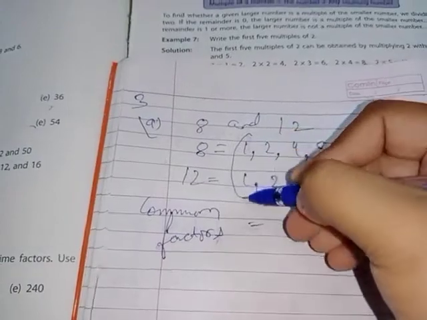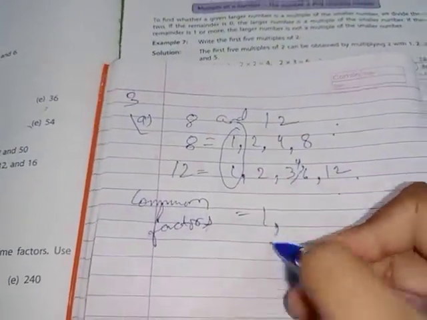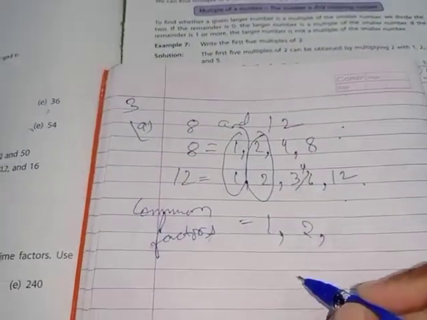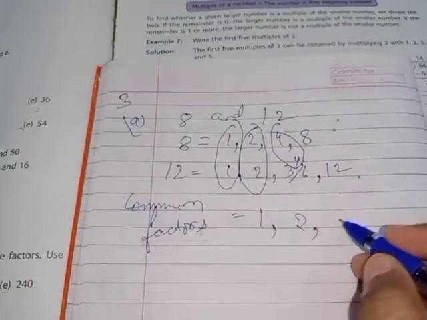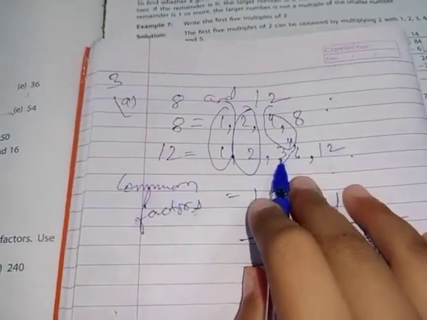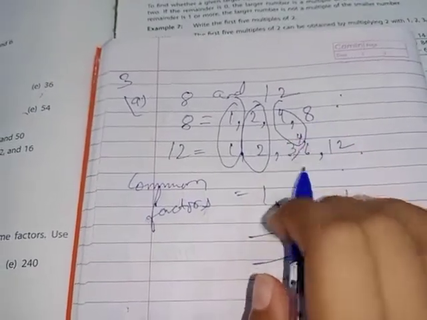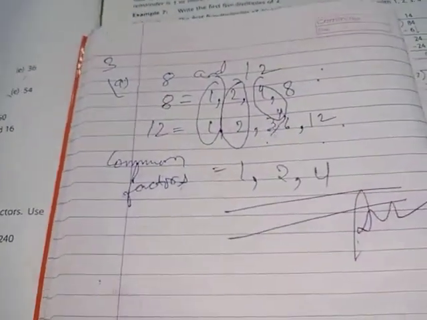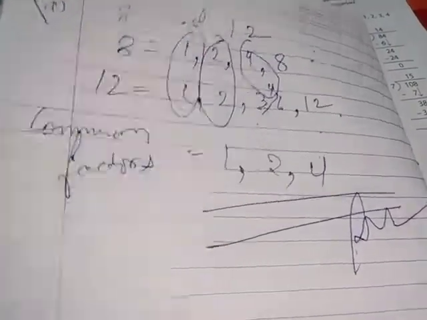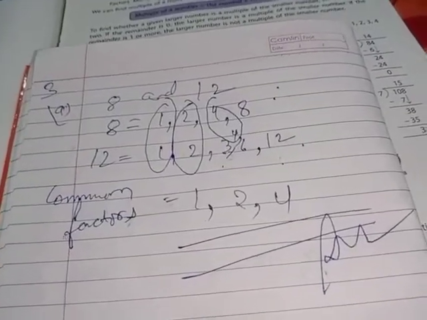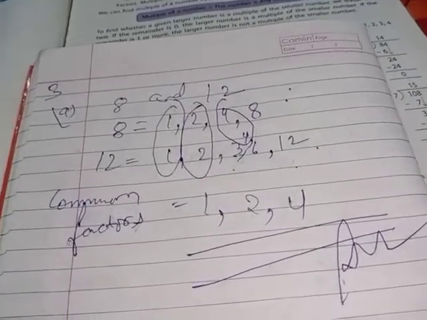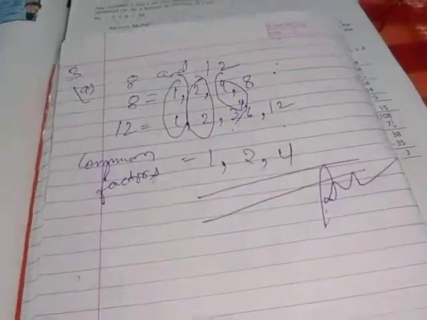1 is there in 8 and 12. So 1 we will write. 2 is there in 8 and 12. So 2 is the common factor. 4 is there in 8 and 12. So 4 is the common factor. Understood? You can see 3 is there in 12, but 3 is not there in 8. So 3 will not be considered a common factor. Common refers to those factors which we see in both the given numbers. Like in 8 and 12, 2 and 4. 8 is divisible by 2, 12 is also divisible, and similarly with 4. This is how we find the common factors.